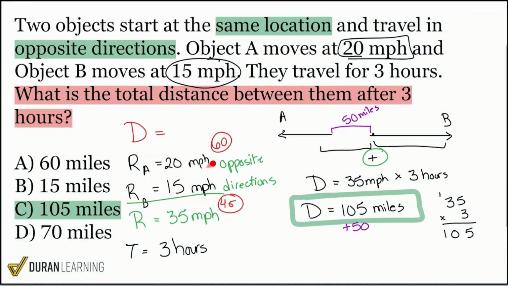20 miles per hour times 3 is 60. 15 miles per hour times 3 is 45. Adding those together, 60 and 45, still gives us the same 105 answer. So either way, hopefully that still makes sense. But if we are going in opposite directions, we are adding the distances and rates, whichever way you decide to go. Last pop quiz. When it comes to moving in the same direction, what do we do with those distances and rates?